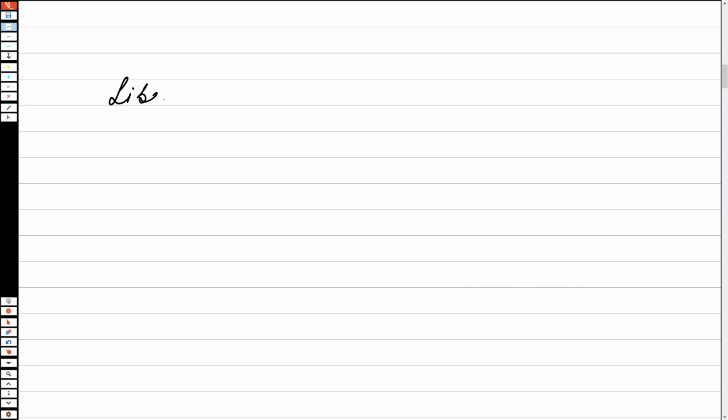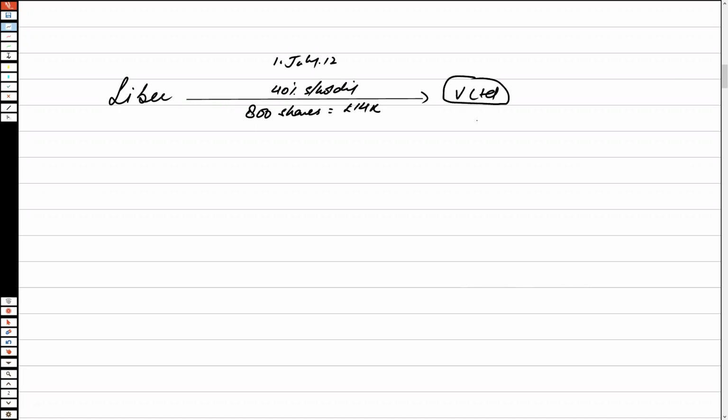LIBOR acquired shareholding on 1st July 12th. He acquired a 40% shareholding of V Limited, 800 shares, by paying 14,000 pounds. I'm taking all of this information from the scenario as we have read.